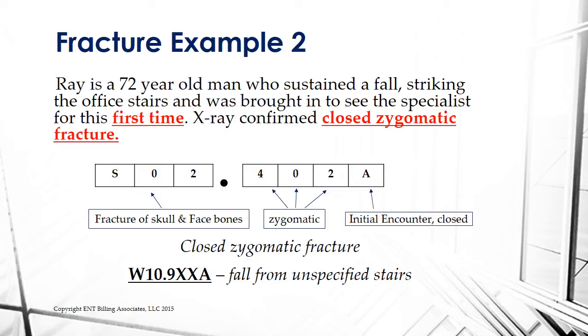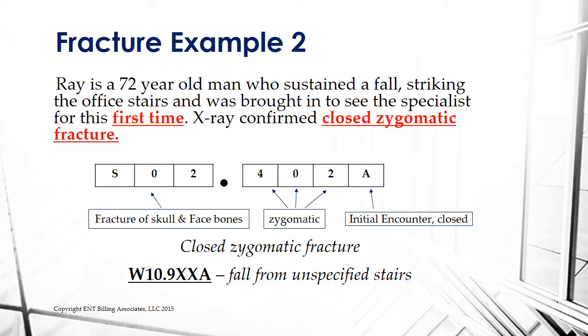So again, the first 3 digits will remain the same, so the S02 signifying a fracture of the skull or facial bones. However, in this example, the site is represented by the 4th through 6th digit, so 402. So as such, you'll notice we don't have to add any placeholders here, and we can just append our 7th-digit extension, the A, because again, it's an initial encounter, and the classification is closed.